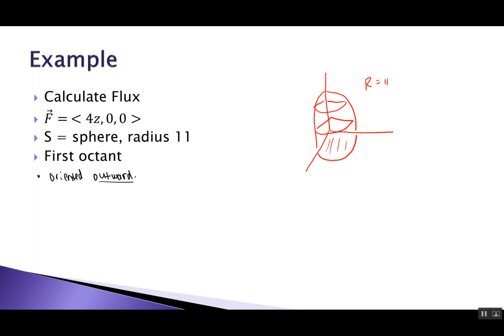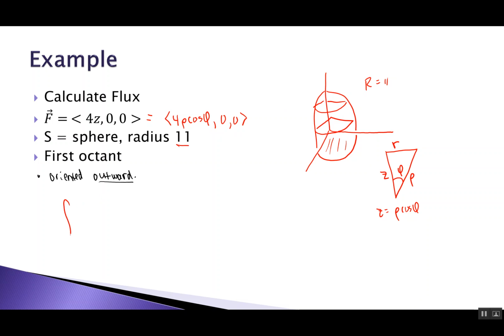So the first thing I need to do is change my f into spherical coordinates because I'm on a sphere. If you remember that little triangle I told you, z, r, and rho, and phi, z is equal to rho cosine phi. So this vector field is going to become 4 rho cosine phi, 0, 0. All right, the sphere tells us that we're in spherical coordinates. The radius tells us our r. Our first octant will tell us what our limits of integration are. We're oriented outward, and that's what we need for this.